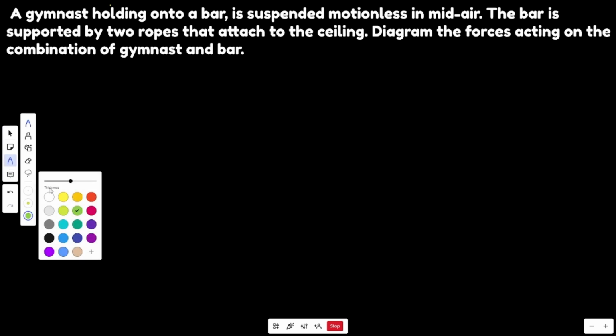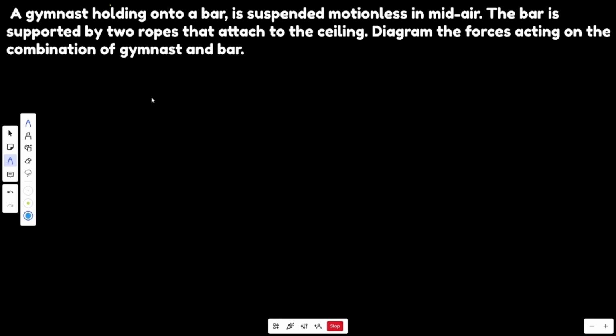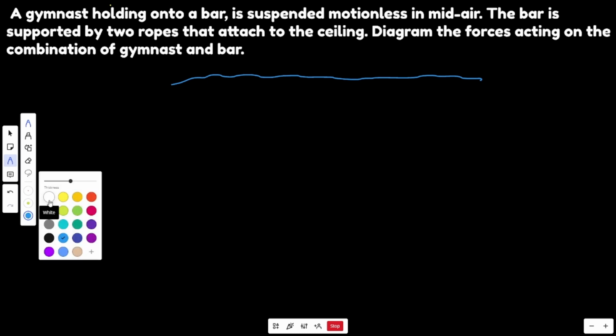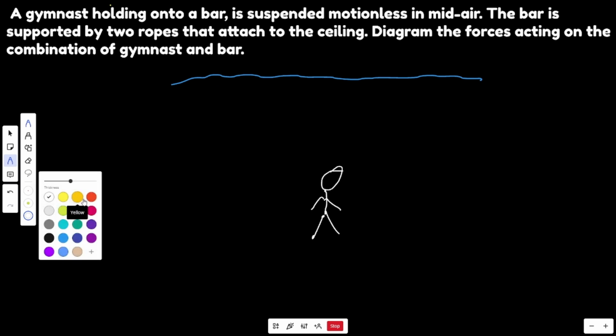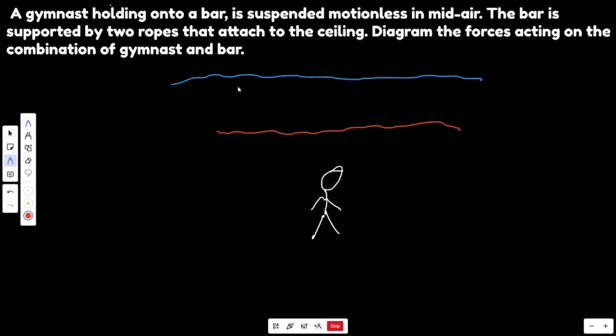So this might be a bit confusing if it's your first time trying out making the free body diagram. But don't worry, it's actually a lot simpler. Let's first sketch out or imagine what the situation would be like. It says here first that the bar is supported by 2 ropes that attach to the ceiling. So in other words, in real life, it would probably look like this. If this is the ceiling, there is your person over here. There is a bar, and there are two ropes connecting to it.